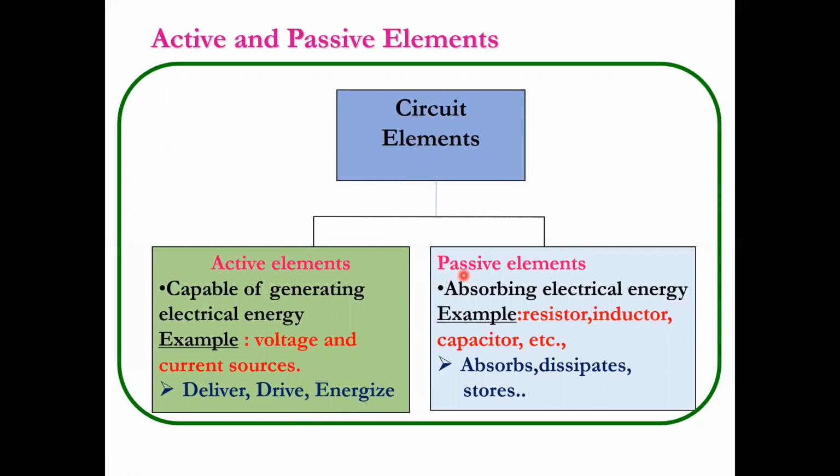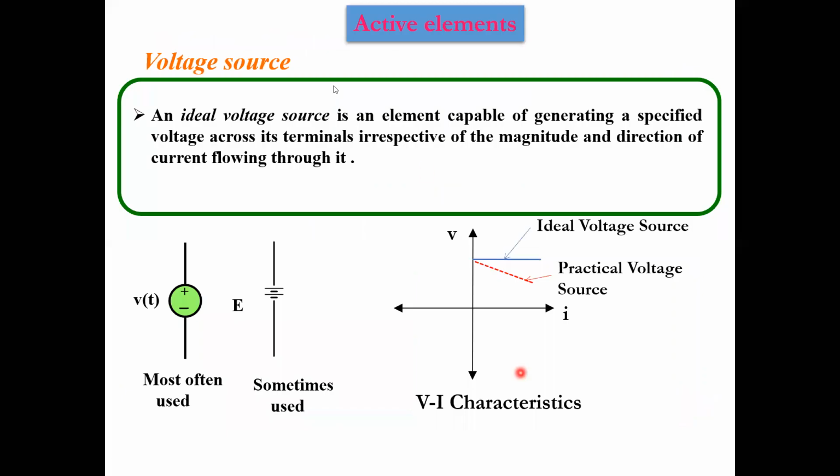Passive in the sense absorbing electrical energy. The examples are resistor, inductor, capacitor. The other name for these passive elements is energy storage elements. It mainly absorbs, dissipates or stores. These types of elements are nothing but passive elements. Next one, active elements, the main thing we learned earlier.